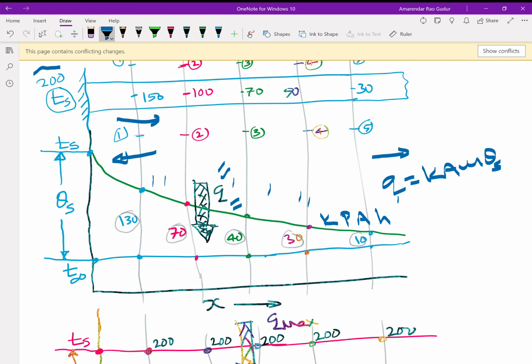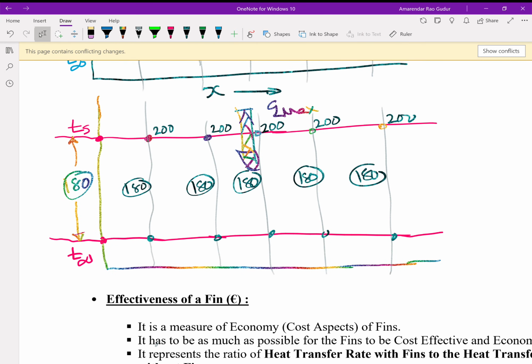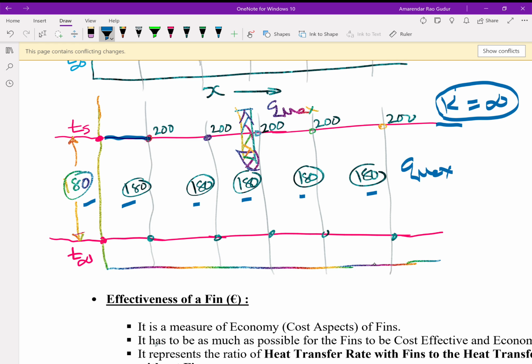In order to have maximum heat transfer rate, each and every segment should contribute to the maximum possible extent. That can happen only when the fin is maintained at the surface temperature all along its length, so that everywhere the temperature difference is the same. This will happen only when k is infinity. When I say k is infinity, there is absolutely no conduction, because temperature is the same everywhere. Therefore, your maximum heat transfer rate has to happen only by convection: h into the area available, PL, into θs.